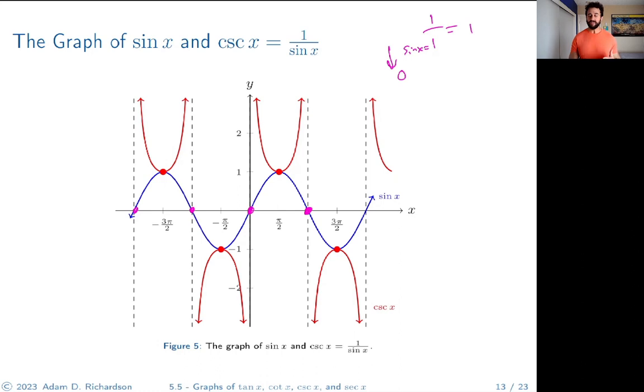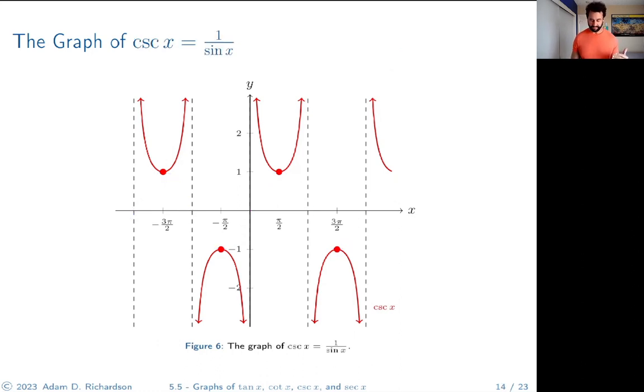So cosine will never be equal to 0. The lowest value of cosecant... oops, not the lowest value. The lowest value will go to negative infinity, and the highest value will go to positive infinity.